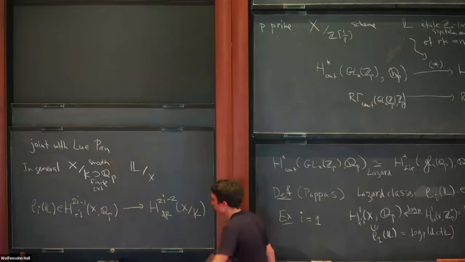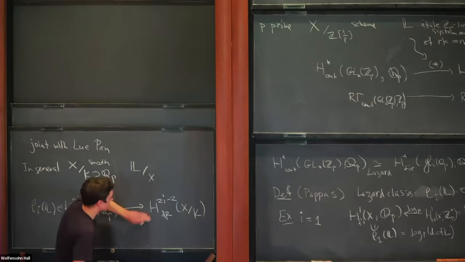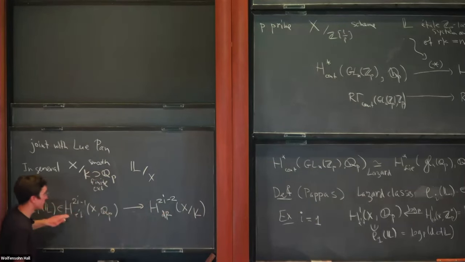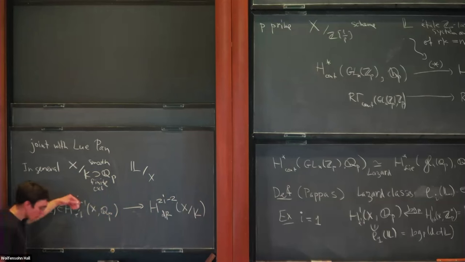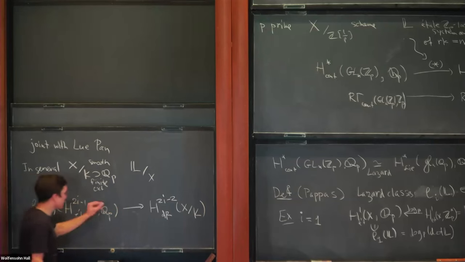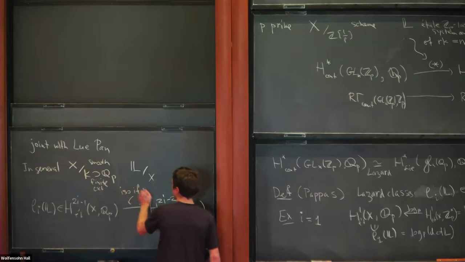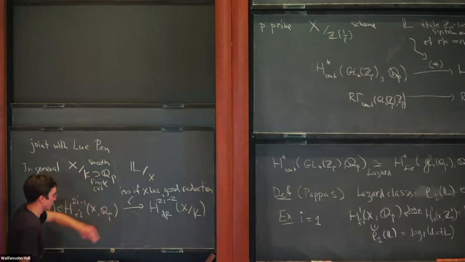Since I'm not really able to say much about what this class is, let me not define exactly what this map does. But the fact that I'm losing one degree here comes from the fact that this is secretly first Galois cohomology of your variety tensored with B_dR. And so this map is not quite an isomorphism, but it is an isomorphism if X had good reduction mod p. So in this case, it's a lossless procedure to map here.